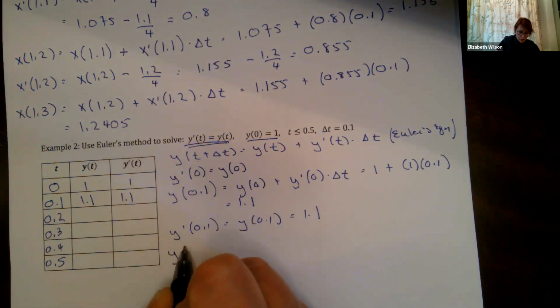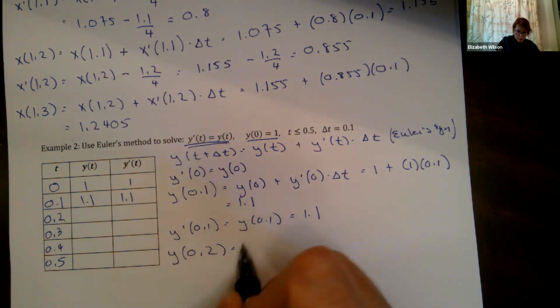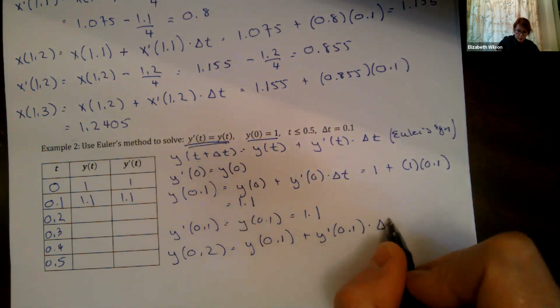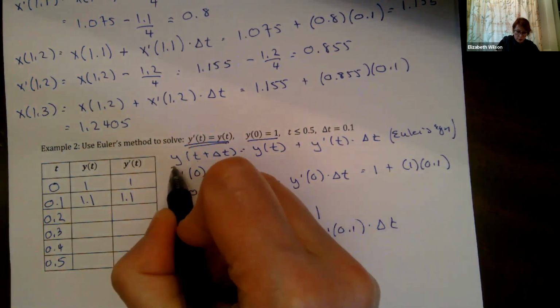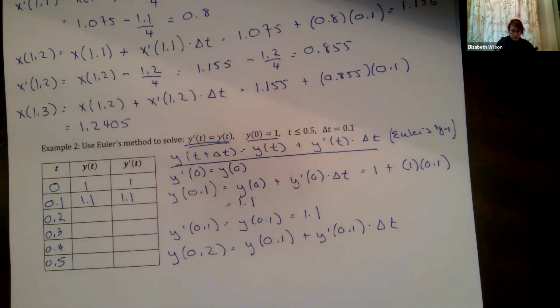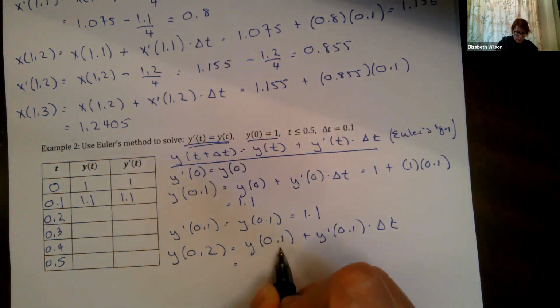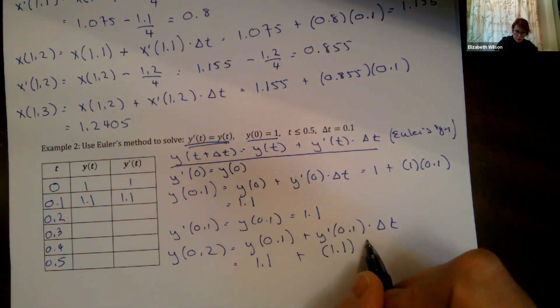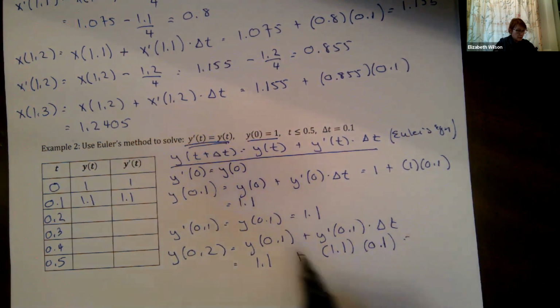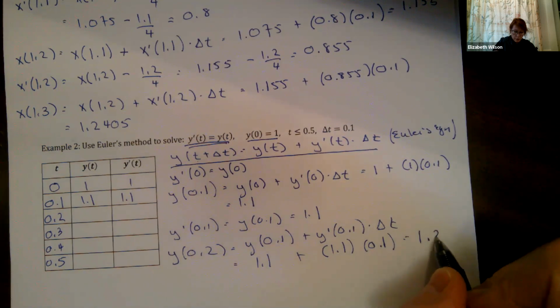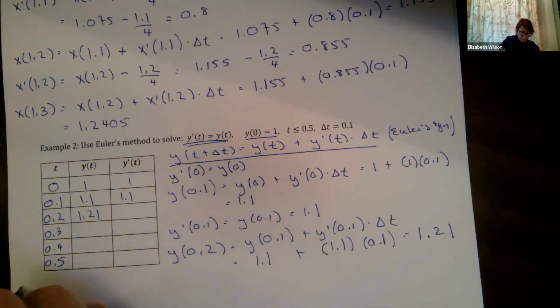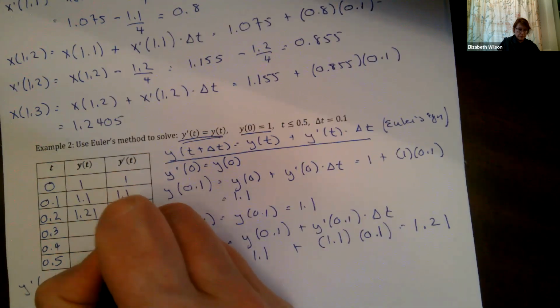Our next bit, Euler's equation: y of 0.2 is going to equal y of 0.1 plus y prime of 0.1 times delta t. See how I'm looping through my Euler's equation? I'm using this each time. This is what I just did. So y of 0.1, that's 1.1, plus 1.1 times delta t, which is 0.1. And that's going to give us y of 0.2, which is 1.21. My y prime of 0.2 is equal to y of 0.2, so 1.21.